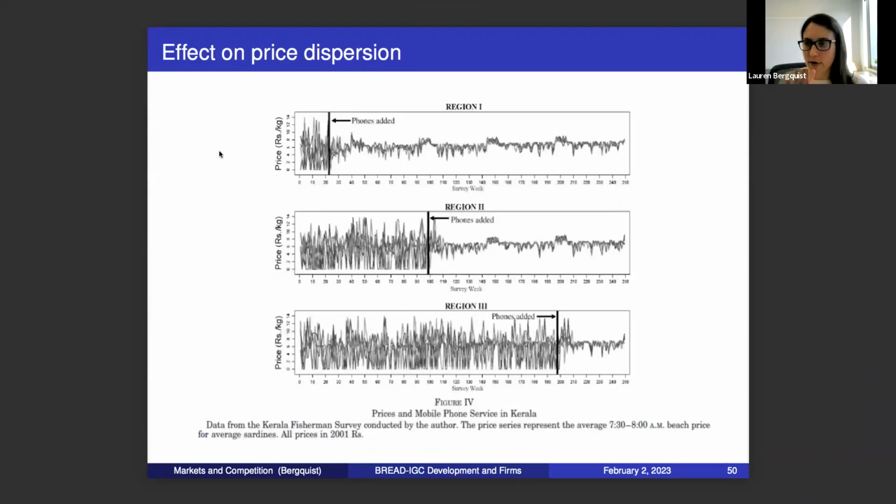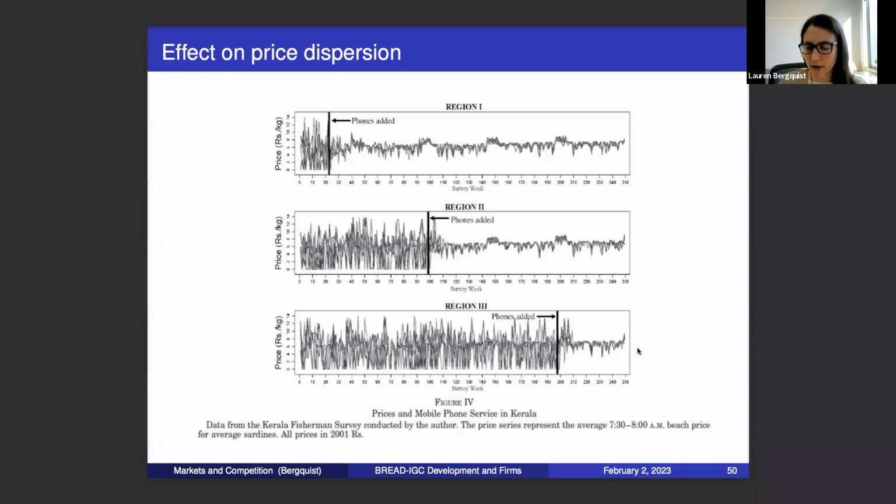So this is one of my favorite graphs of all time. We should all be so lucky to find this sort of result. This is showing you basically what happens when the introduction of cell phones comes in. You see really clearly, region 1, prior to cell phones, tons of price variability. Cell phones come in, boom, law of one price, basically. Same thing for region 2, lots of variability. Cell phones come in, boom, law of one price.